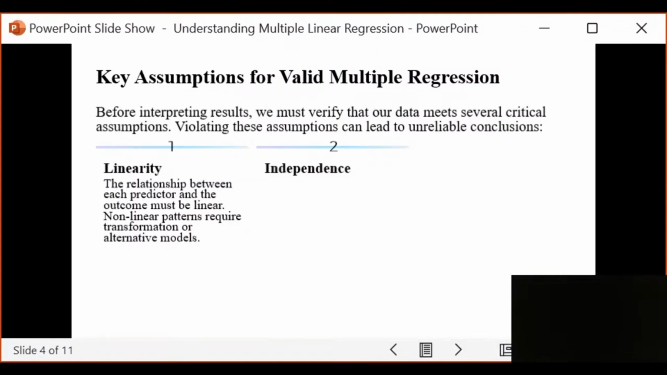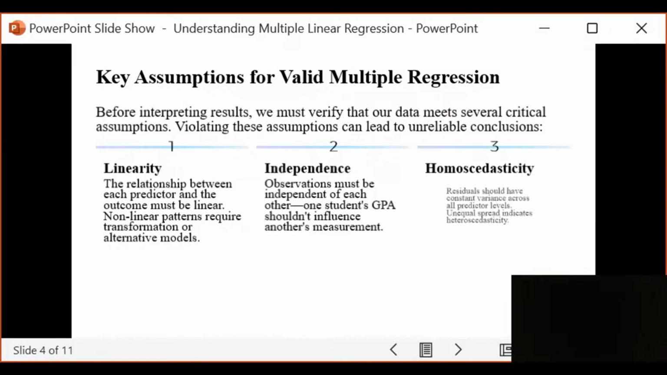The third is homoscedasticity. This is a fancy word that simply means the errors should have constant variance. The spread of the residuals should be roughly the same across all levels of your predictors. If the residuals spread out more for some values and tighten up for others, that's called heteroscedasticity, and it can make your estimates unreliable.